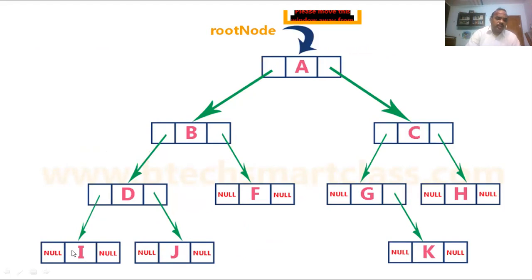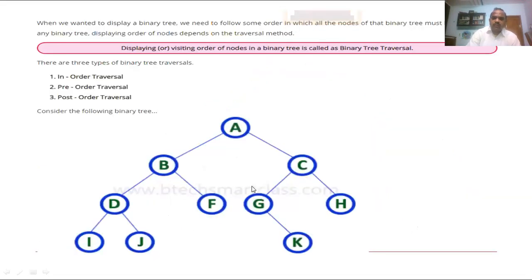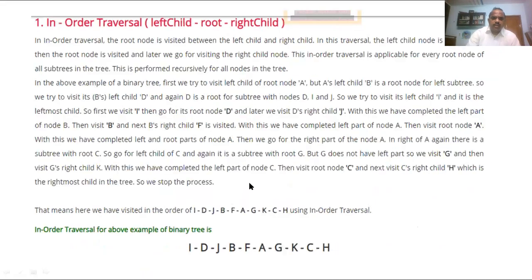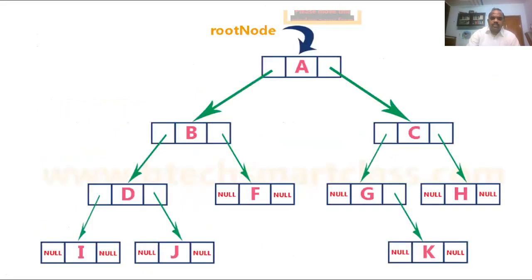So for leaf I, I's left equals null, and I's right equals null. Why? Because there are no child nodes. That's why I and J are leaf nodes. F is also a leaf node. K is also a leaf node, H is also a leaf node. Clear all of you? Then their left equals null and right equals null. So this is the linked list representation of a binary tree.